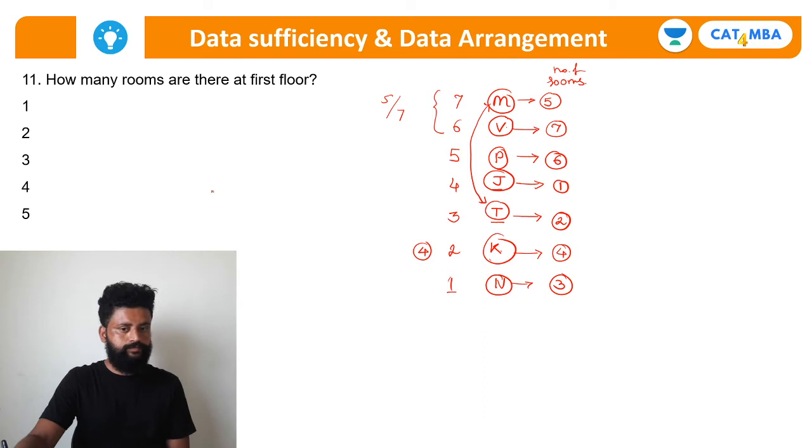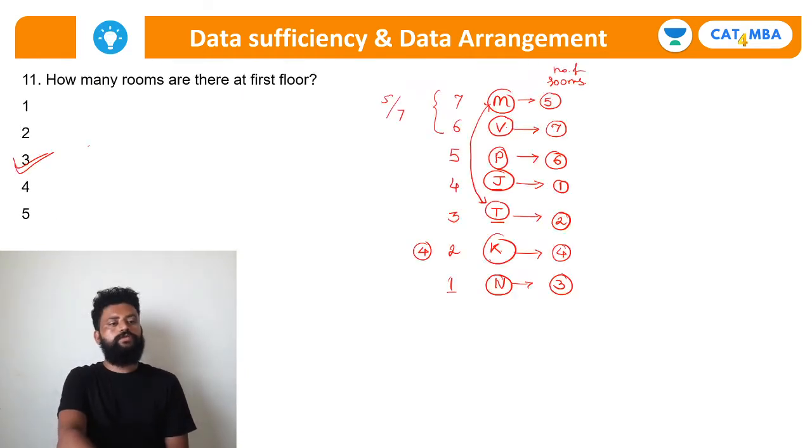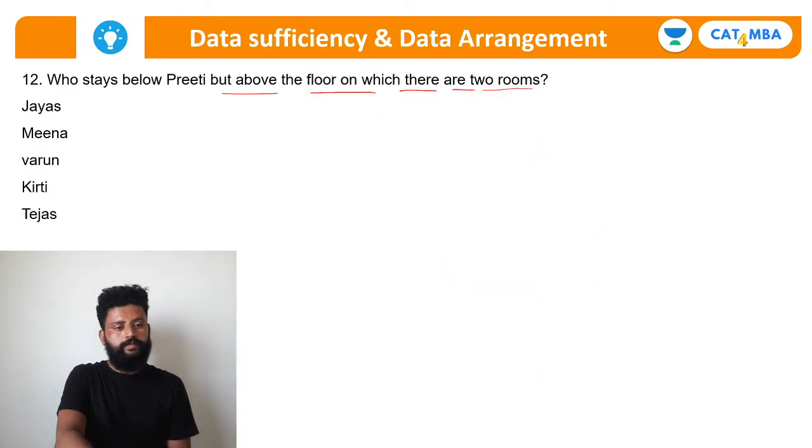How many rooms are there on the first floor? There are only 3. Who stays below Preeti but above the floor on which there are 2 rooms? Below Preeti but above 2 rooms is Jayas.